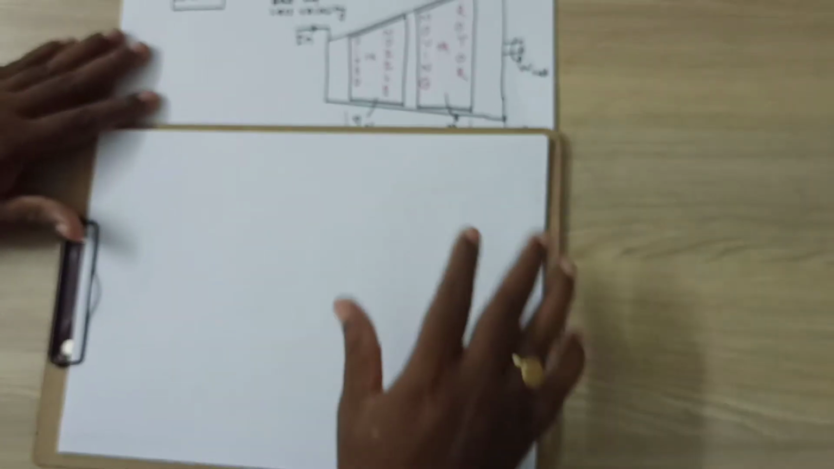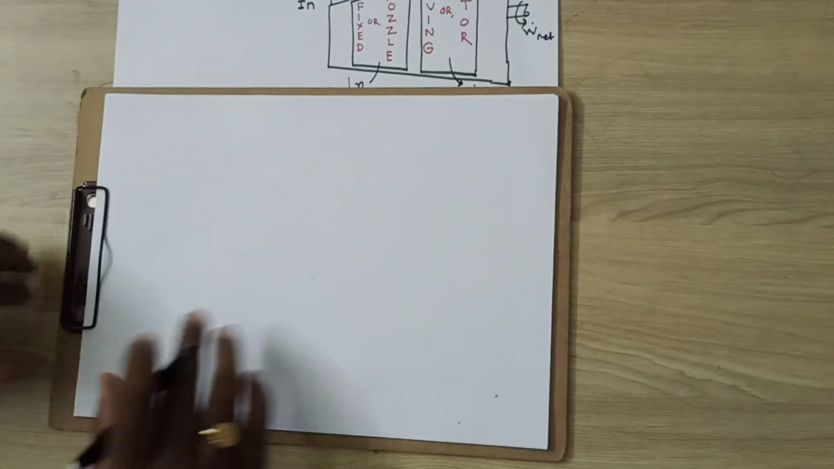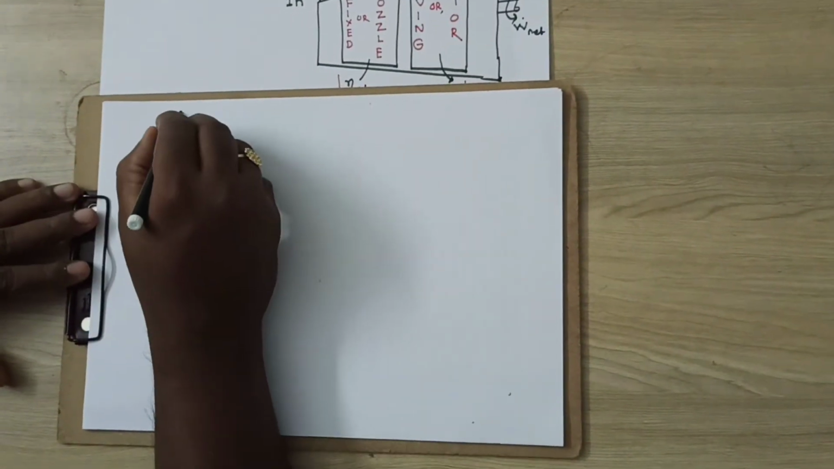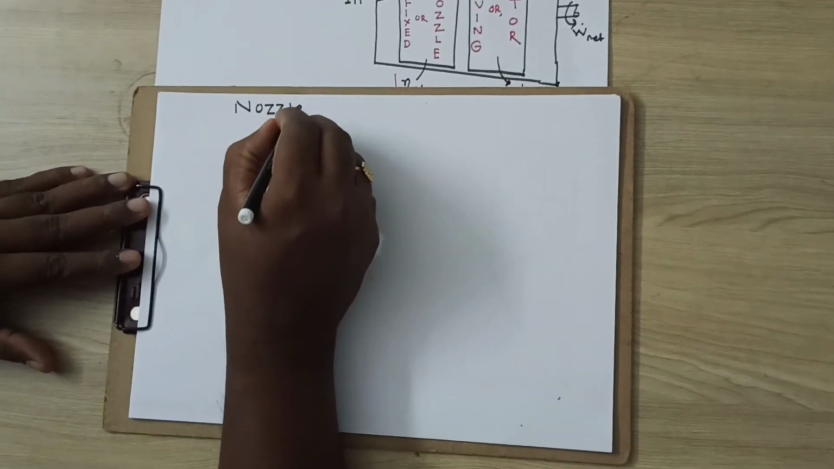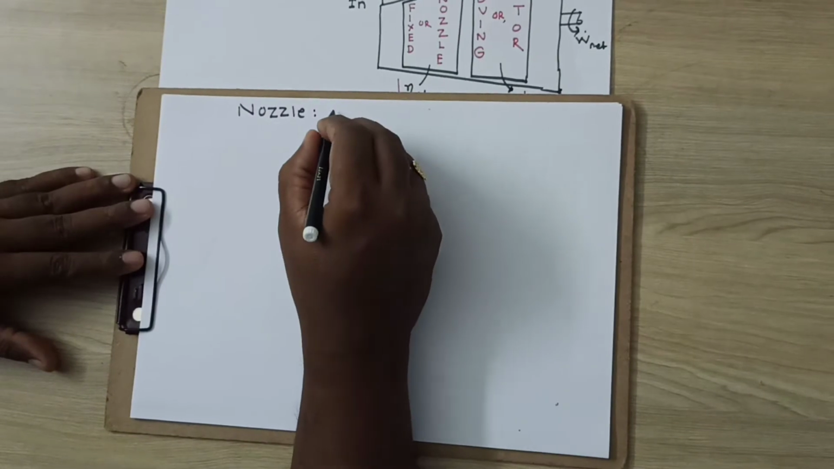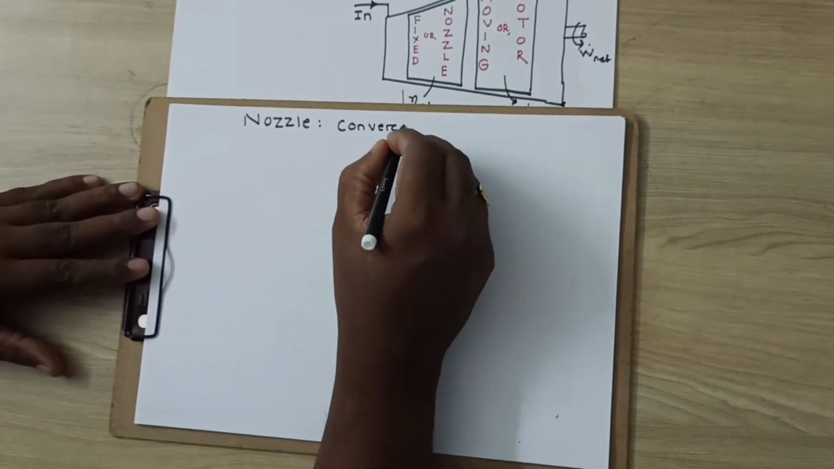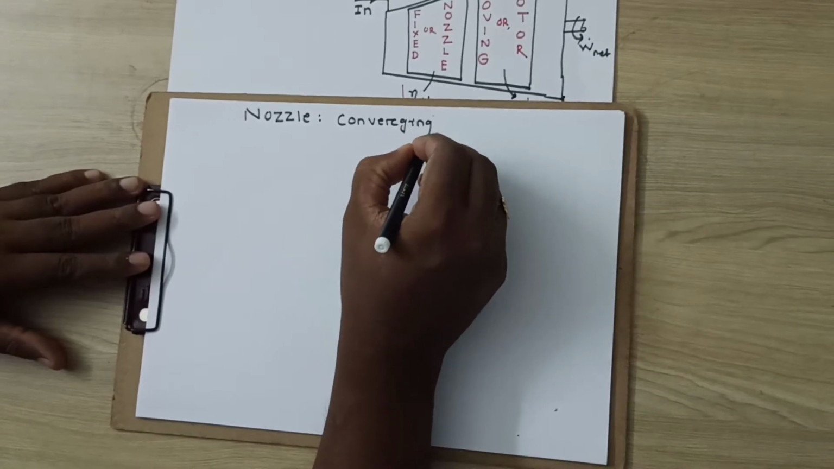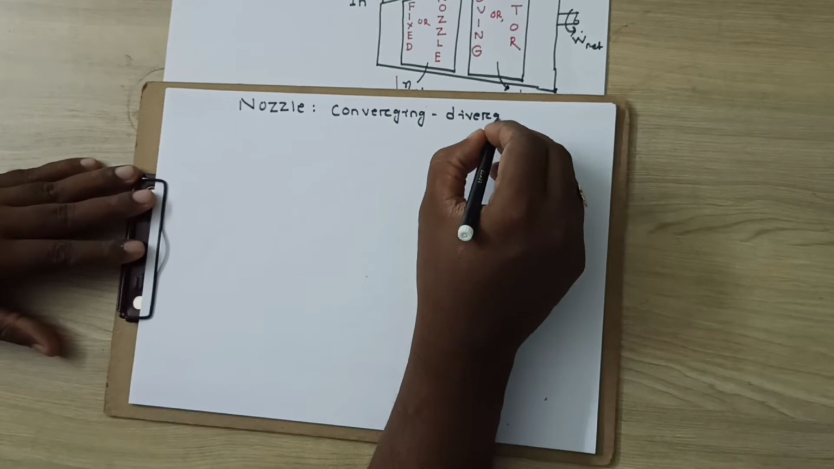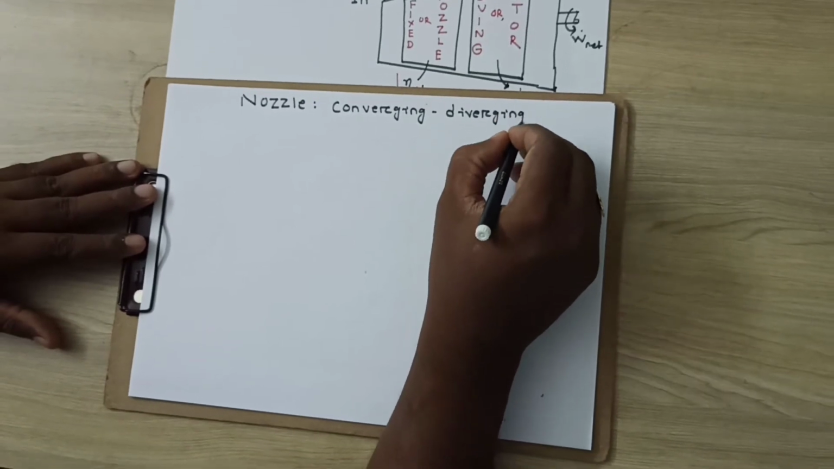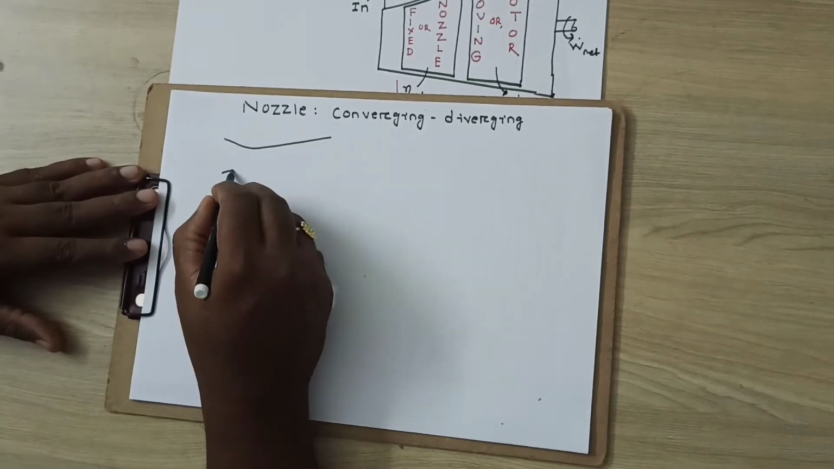Then we will move to the first part of your steam turbine, that is the nozzle section. This nozzle is of converging-diverging type. Naturally this nozzle is used in steam turbines, converging, diverging. As the name suggests, the cross section of this nozzle is also like this.